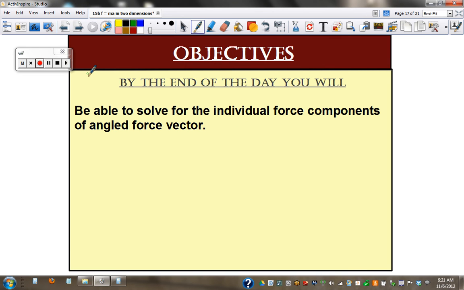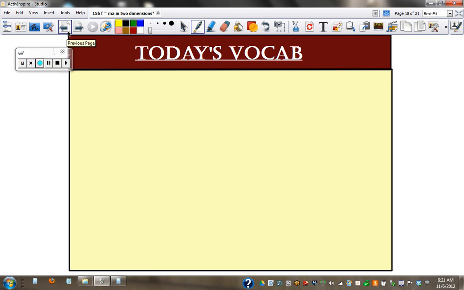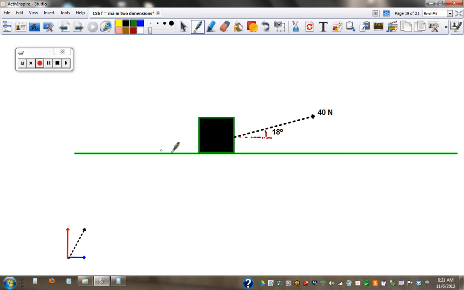All right, for this video, you need to be able to solve for individual force components of any angled force. So don't worry about vocab, but here's a scenario. Let's say you're pulling something and it's on a track. So it's kind of stuck to the ground. You can slide it back and forth, but you cannot lift it up because it's connected to a track. If you're pulling at an angle of 18 degrees, and we'll say this is a 10 kilogram mass, what's the acceleration? Now what's going to end up happening is this.